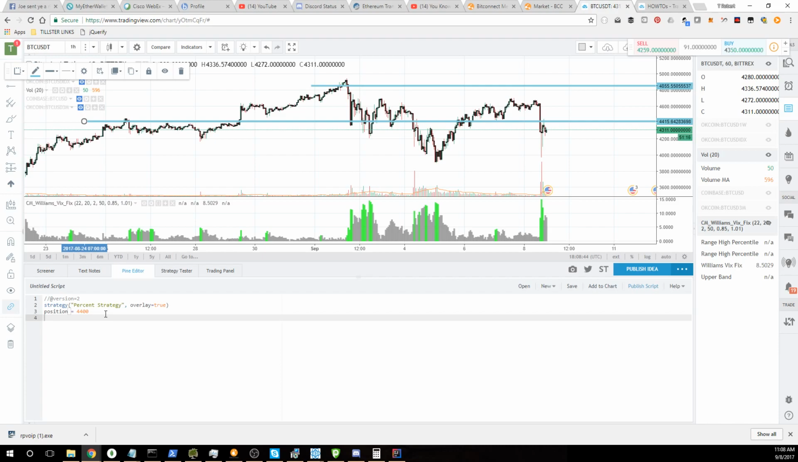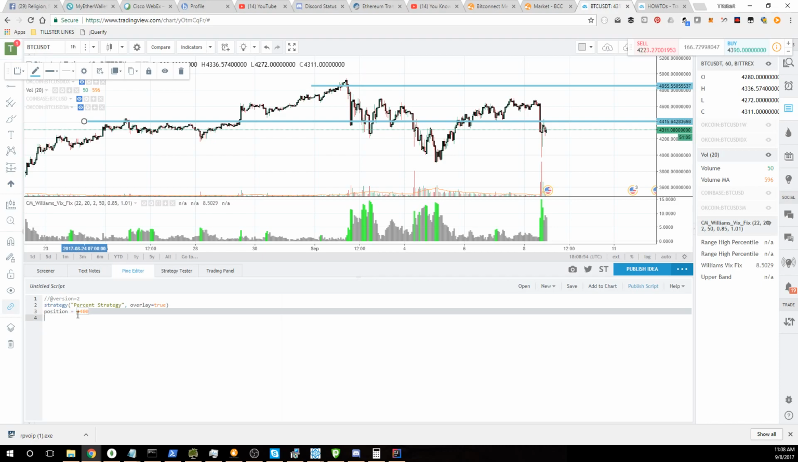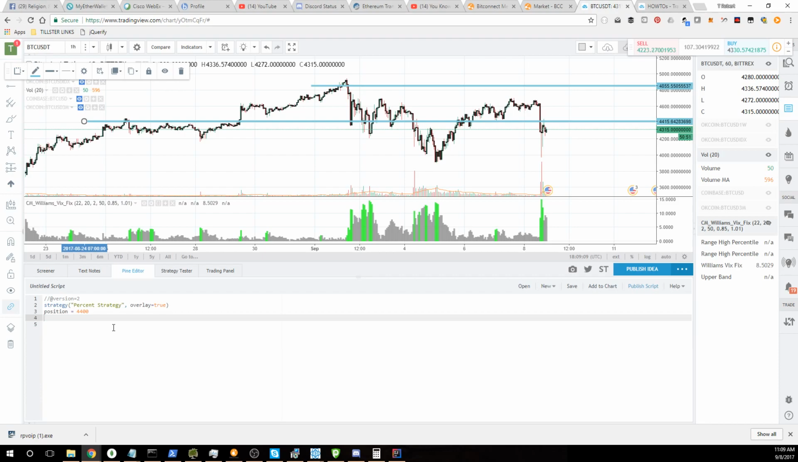At this point, the computer knows that whenever I use this keyword, my position, what I really mean is the number 4,400, okay? And what this allows us to do is math and other interesting things, and I'll get to that in just one second. So we're going to say my position is 4,400.